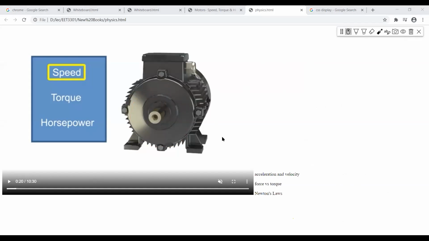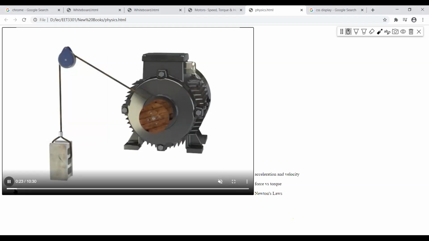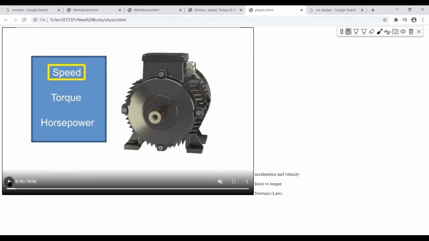So that is RPM. RPM is another unit for angular velocity, or else angular speed. Going on, the next thing is torque.